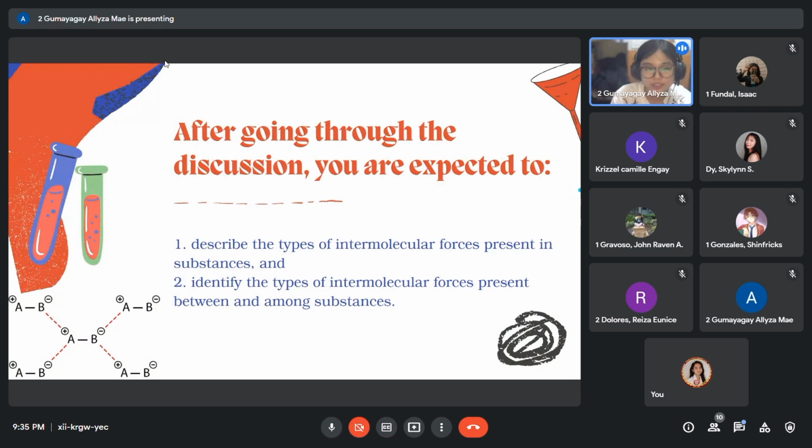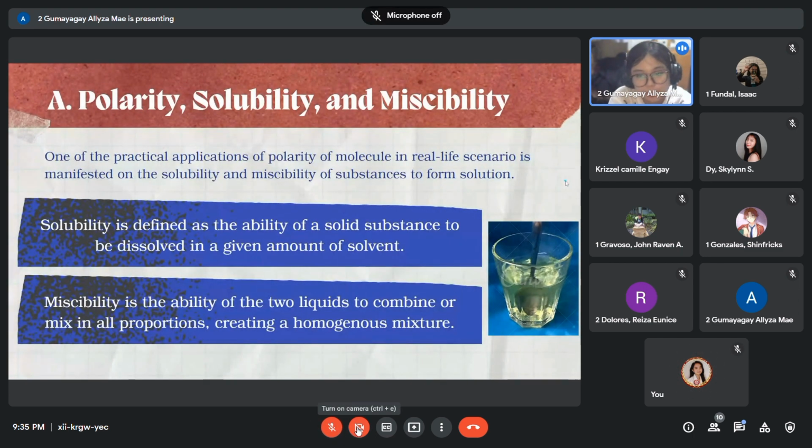After going through the discussion, we are expected to first describe the types of intermolecular forces present in substances, and second, identify the types of intermolecular forces present between and among substances. We will now discuss the topic. For the first part, may I call on John Riven Revoso?